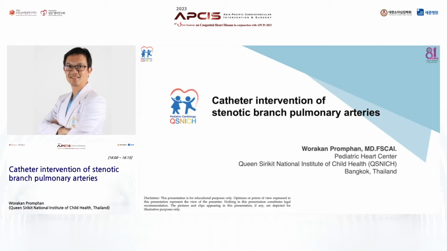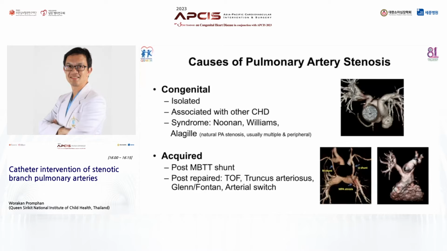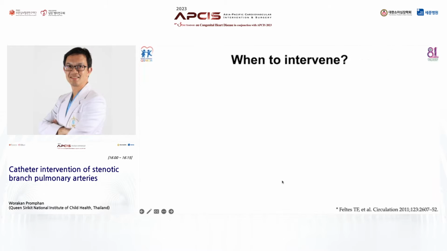So my talk today is about catheter intervention of stenotic branch pulmonary arteries. I have no disclosures. Just to start with the causes of pulmonary artery stenosis, it could be congenital or acquired. Congenital causes include syndromes like Noonan, Williams, or Alagille. Acquired causes include post-MBTT shunt or post-repair. This session is about TOF, and this is one of them, TOF repair with bilateral BT shunt. Here you can see that it may pull the RPA and LPA up and cause stenosis.